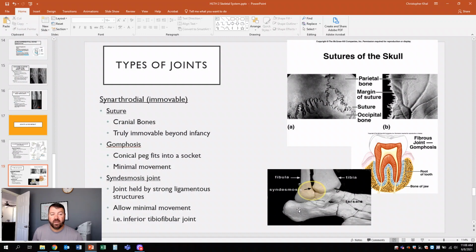And then your syndesmosis joint, which is one of your joints in your ankle. This is pretty much where your tibia and fibula articulate together, and a little bit of motion occurs here, but usually not a lot. So these are all synarthrodal joints.